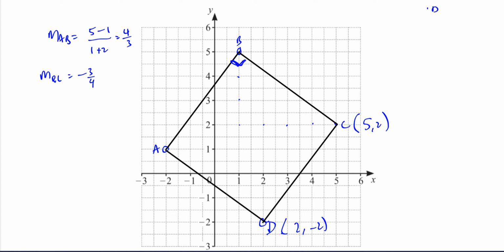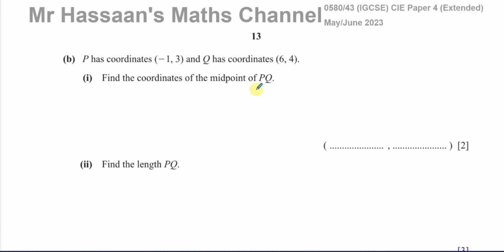Let me just complete the question and do part B. It says P has coordinates negative 1, 3, and Q has coordinates 6, 4. So this is a different scenario. It's not the same as that.